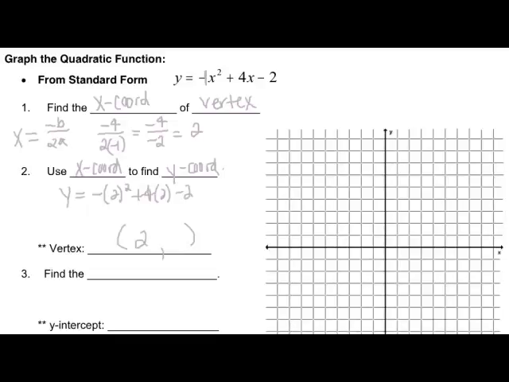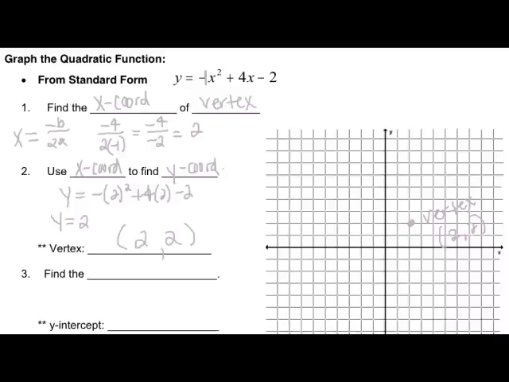Again, if you plug that in your calculator just like you see it, you should get y equals positive 2. So our vertex is (2, 2). If we go over to our graph, this is our vertex, and again it's the point (2, 2). Now looking at our original function, we know that our a is negative, so our parabola is going to be opening down.